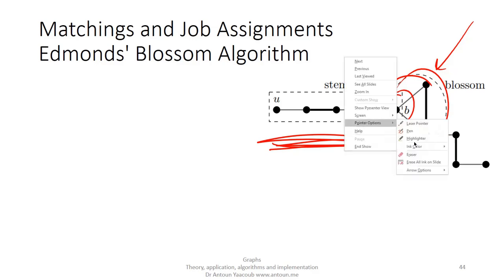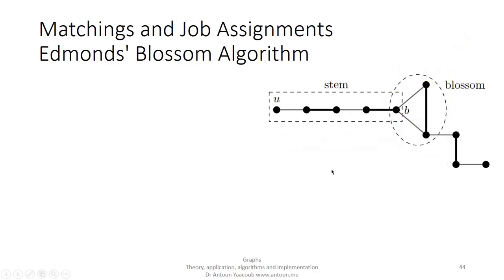So I will repeat. I have to find a flower. So a flower means the union of two alternating paths. One is odd and the other is even, and we should start from an unmatched vertex. The stem is the maximal common initial path. It ends with a vertex B, which is called the base. So the base contains the blossom, so it's the odd cycle.